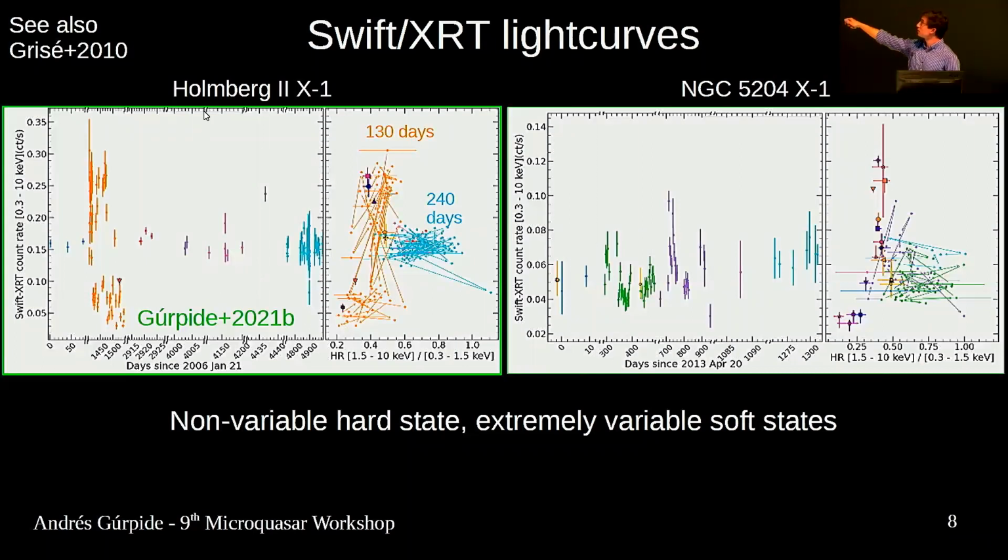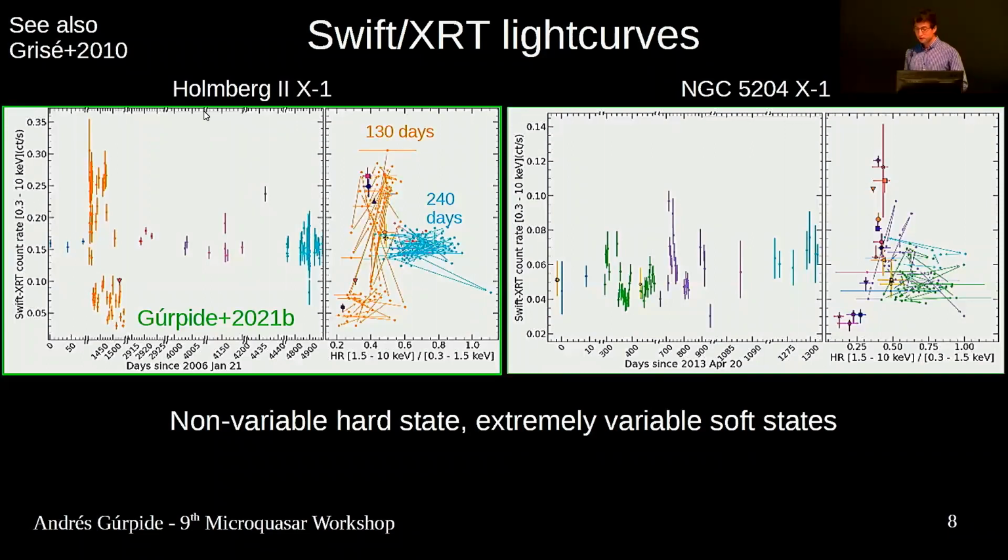This blue part of the light curve we can identify as the hard ultraluminous state, and you can see that it doesn't vary at all. We had monitoring for 240 days, very stable. And quite remarkably, we have this other state where the source softens and transits back and forth very rapidly between these two states, as you can see from the light curves, sometimes within a day.